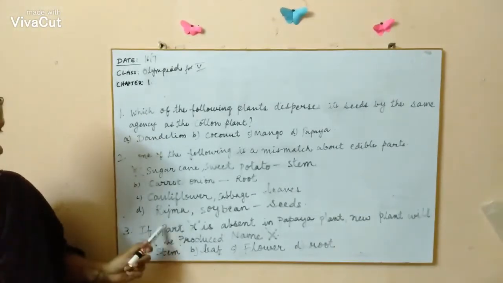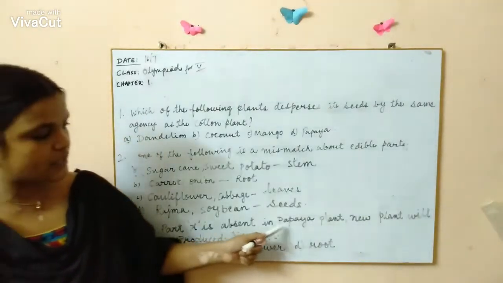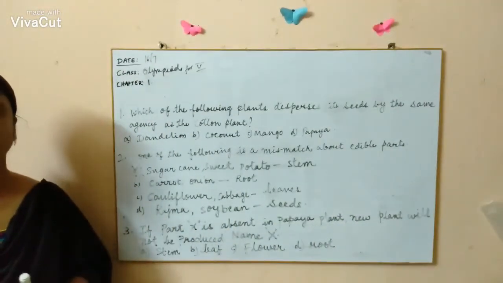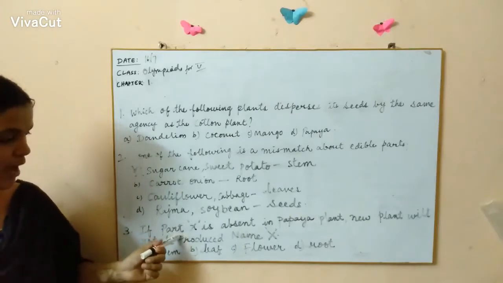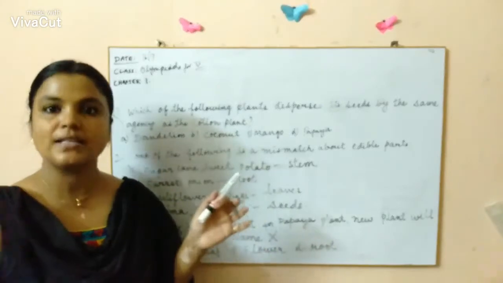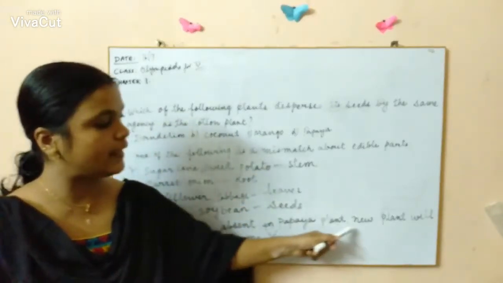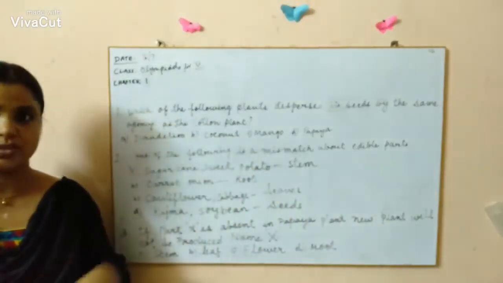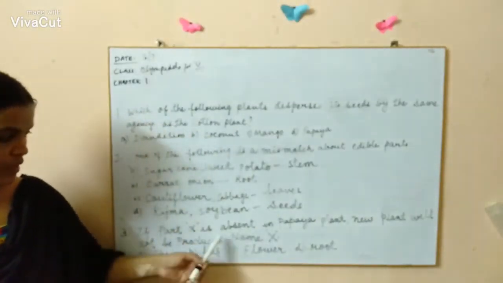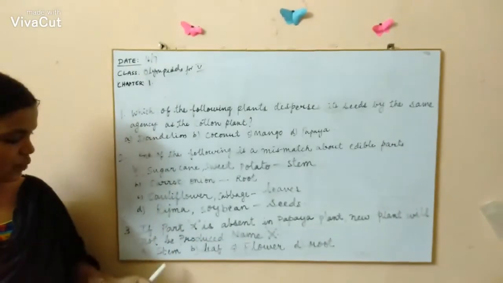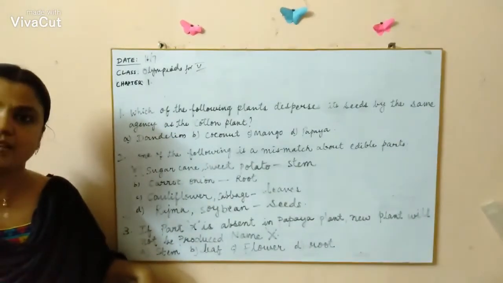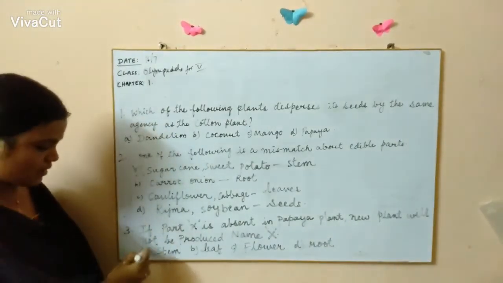The third one, if you see, if part X is absent in papaya plant, new plant will not be produced. If some part in the plant is absent, then new plant will not be produced. Reproduction will not be possible. So what is that X? We have to find out. Is it the stem? If the stem is not there, can it not give rise to a new plant? No, it's not the correct option.